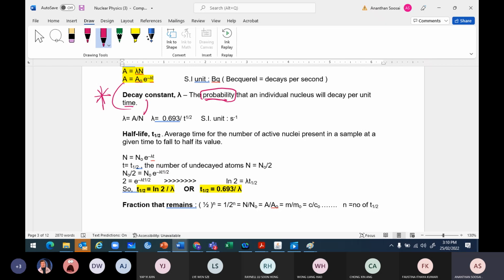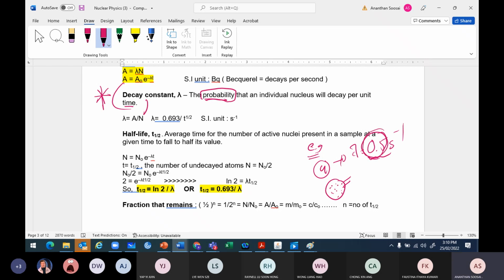That's decay constant. For example, let's say you have uranium. They said uranium has a decay constant of 0.5 per second. What do you understand by this? Every nucleus in that uranium has a probability of 0.5 to decay every second, every moment. Every nucleus has a 50% possibility to decay.